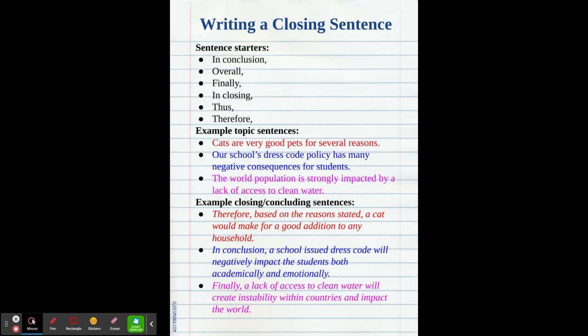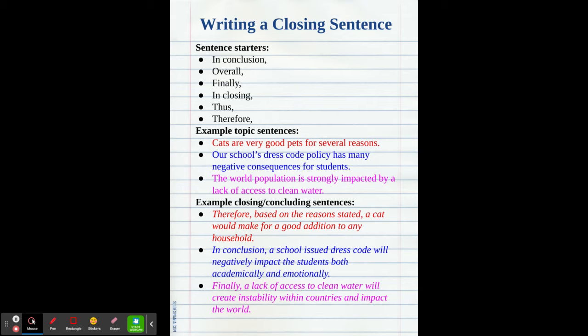So what I've done here is I've given you 3 topic sentence examples. So cats are very good pets for several reasons. Our school's dress code policy has many negative consequences for students. The world population is strongly impacted by a lack of access to clean water. Let's just say that those were our topic sentences for different types of writing prompts.